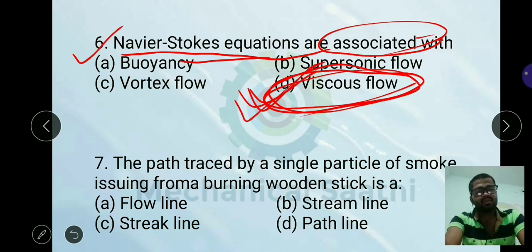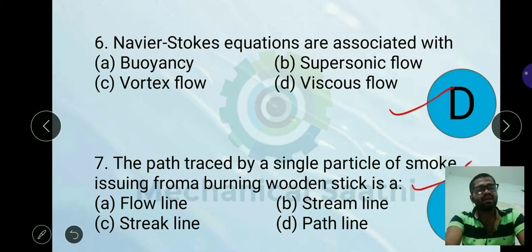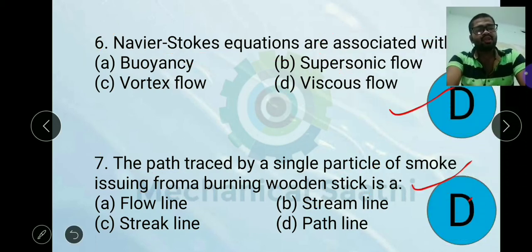And for question number 7, the path traced by a single particle of smoke issuing from a burning wooden stick, that will be a path line. So option D will be correct here. Again here also option D, and here also D. So D is correct here also.